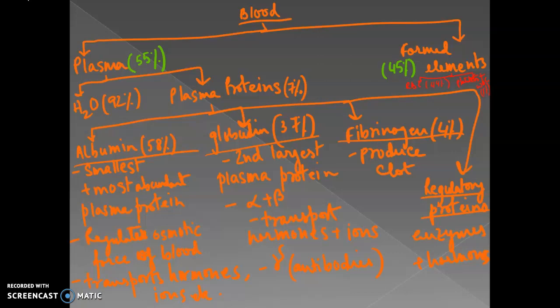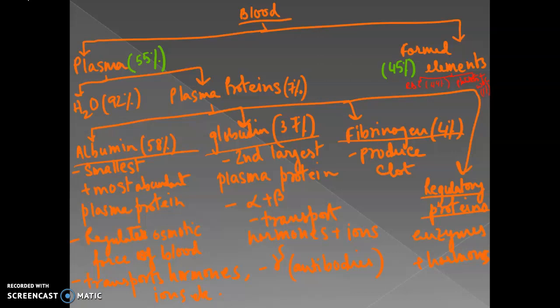There are 4 types of plasma proteins that we will talk about. Those are albumin, globulin, fibrinogen, and regulatory proteins. Albumin is about 58% of blood plasma proteins. Remember, albumin is the smallest and the most abundant plasma protein.